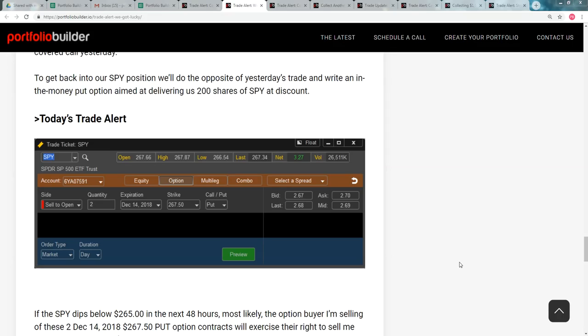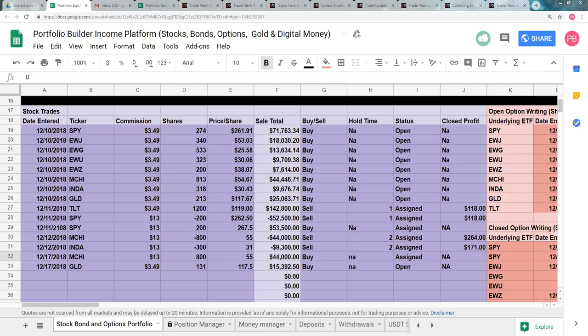So the following day we issued this trade alert. Now notice this was a put option and not a call option. When we were assigned stock to the purchaser of our put option, we were forced to sell our SPY shares at the agreed strike price. And this in turn gave us $52,500 worth of cash in our portfolio.